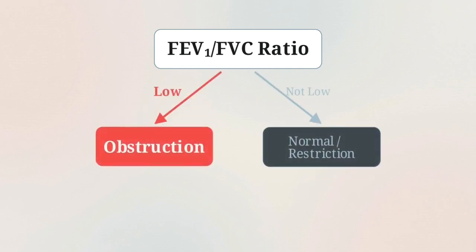If the ratio is low, the patient meets the criteria for obstruction. In obstructive disease, narrowed airways slow the exit of air. While total volume eventually leaves the lungs, the amount escaping in that first second is significantly restricted. Because FEV1 drops much faster than total volume, the resulting ratio is mathematically pushed downward.